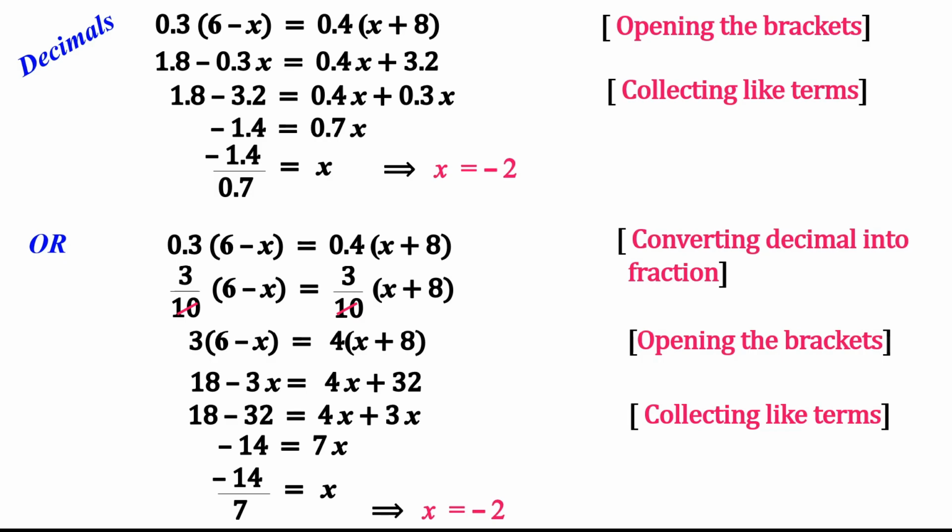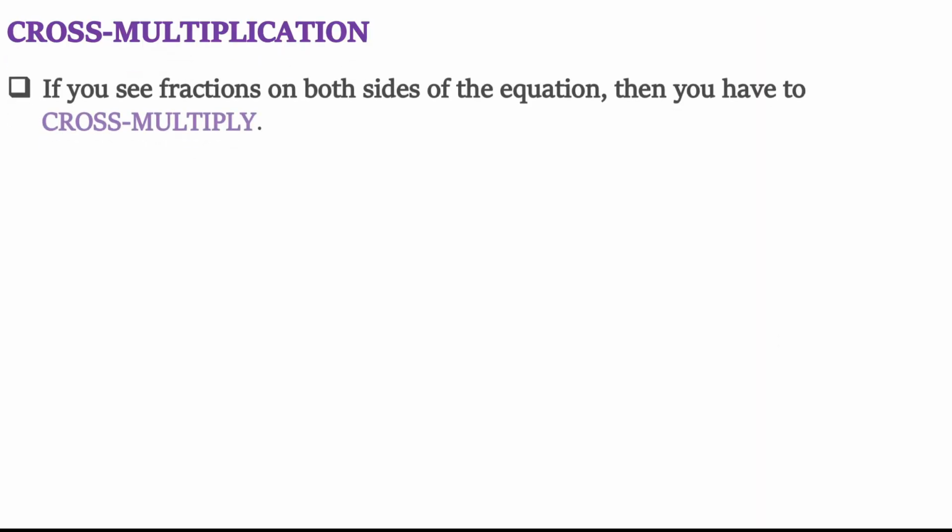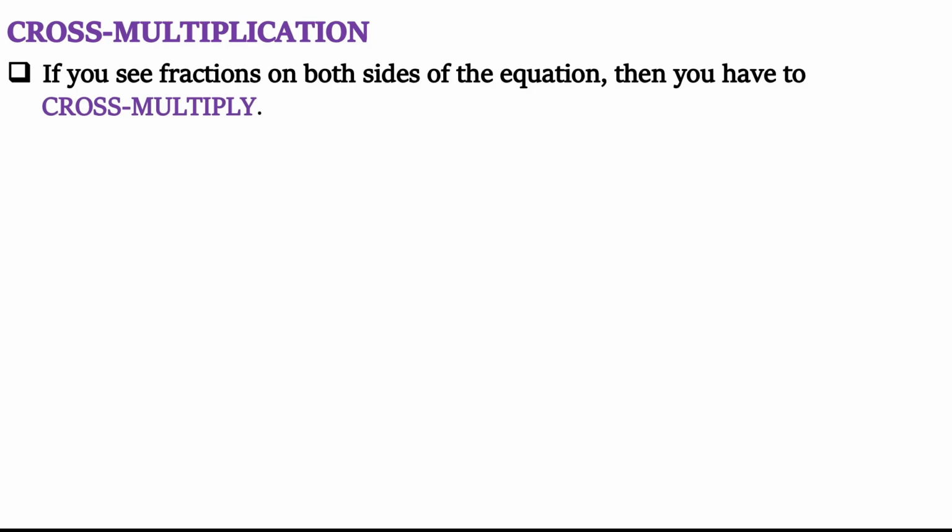You can cut 10 by 10. Suppose I have 3, 4 or 5, any term in the denominator on the left hand side, and the same denominator or a multiple of that denominator on the right, I can cancel the denominators. Now next is cross multiplication. This is also an important method, or you can say step, in solving linear equations.